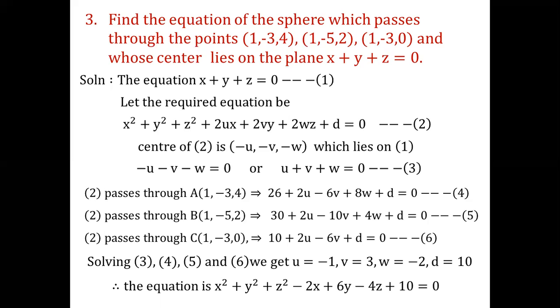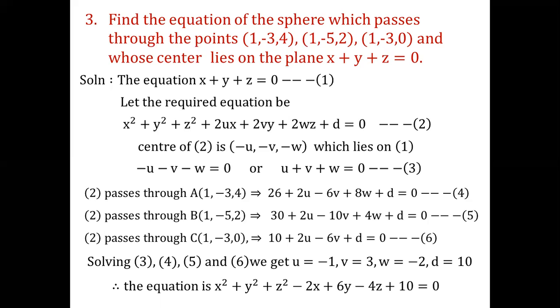Next, again, the equation of the sphere passes through the point (1, -3, 0). So substitute 1, -3, 0 in place of x, y, z in equation 2. After simplification, you are going to get 10 + 2u - 6v + d = 0. That is equation 6.